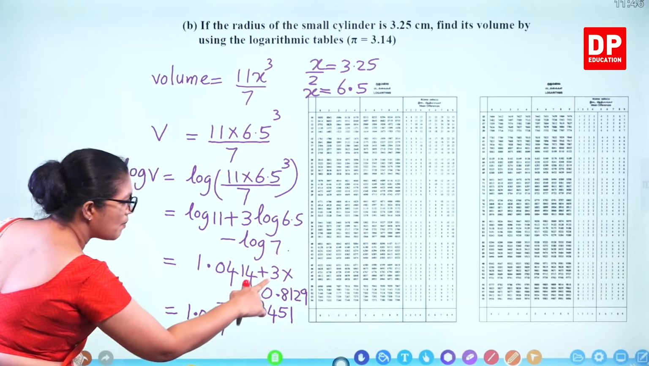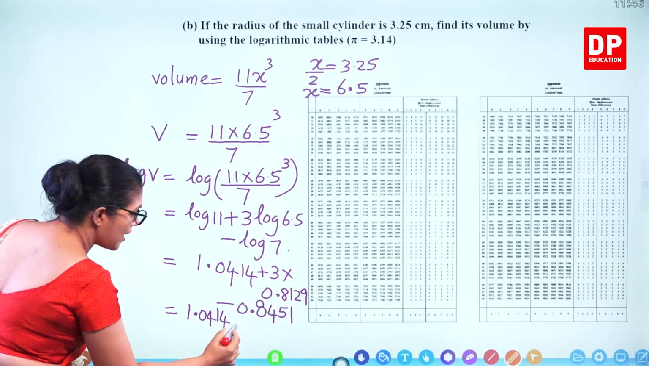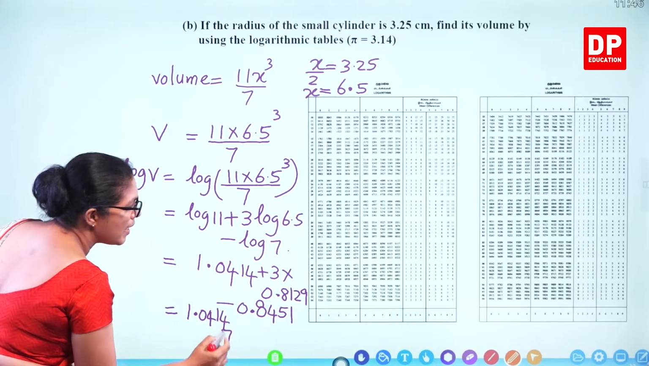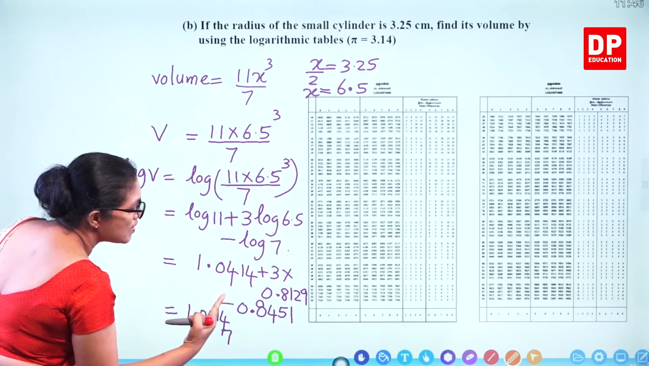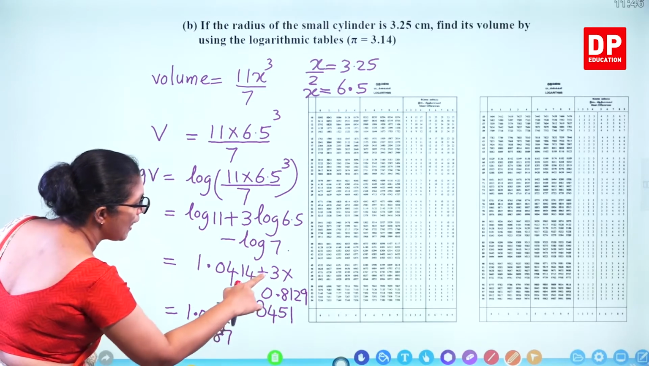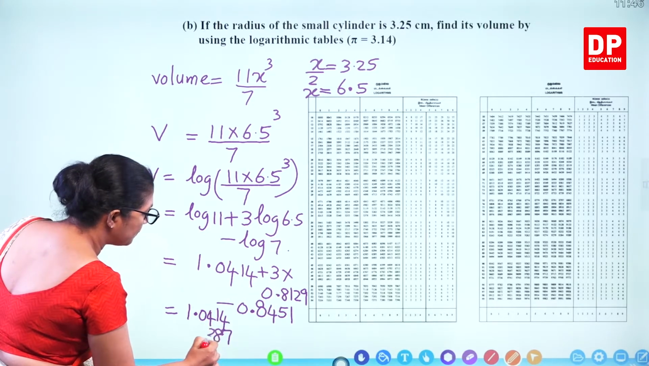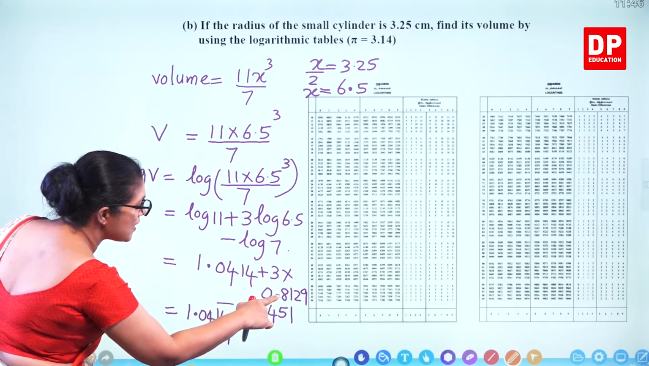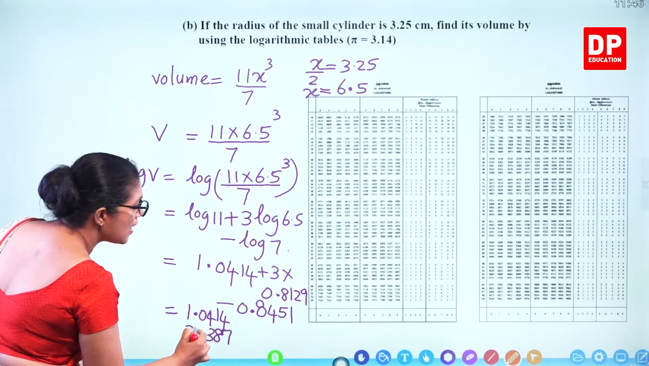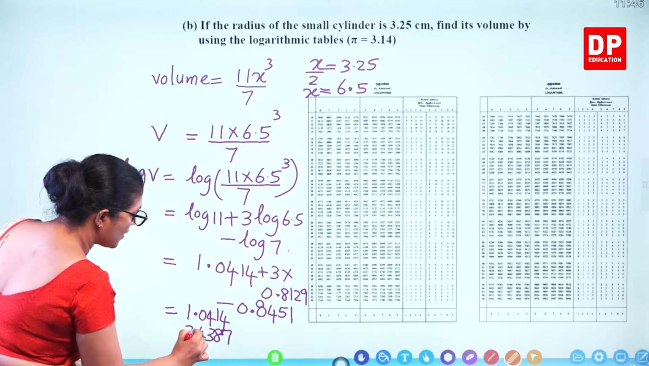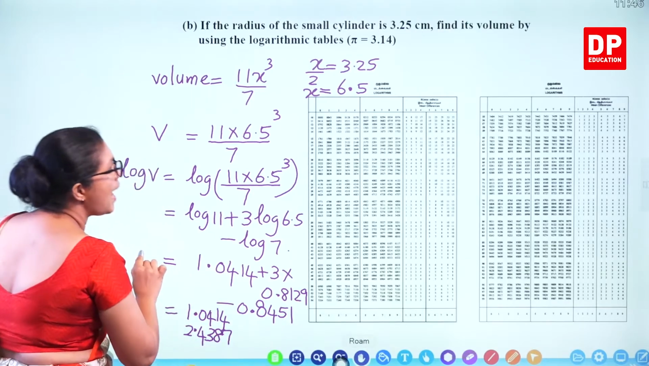1.0414. This one multiply by 3. 3 times 9, 27. 2 remaining. 3 times 2, 6. 6 plus 2, 8. 3 times 1, 3. And 3 times 8, 24. So 2 point something. Now we can add it.